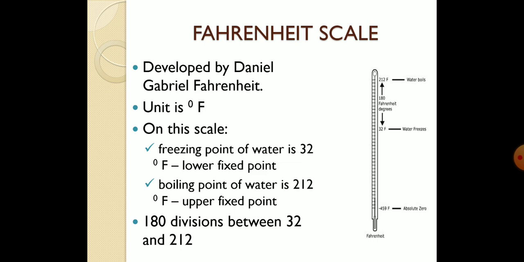So what is the difference between 212 and 32? 180. So 180 divisions are between 32 and 212. You can see that written in the picture also. 32 degree Fahrenheit is in the middle. From there you have 212. Between that you have 180 degree Fahrenheit. And the absolute zero is at minus 459, which is at the bottom.